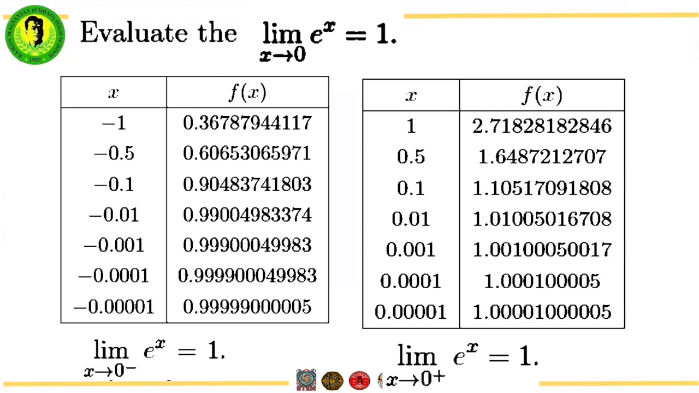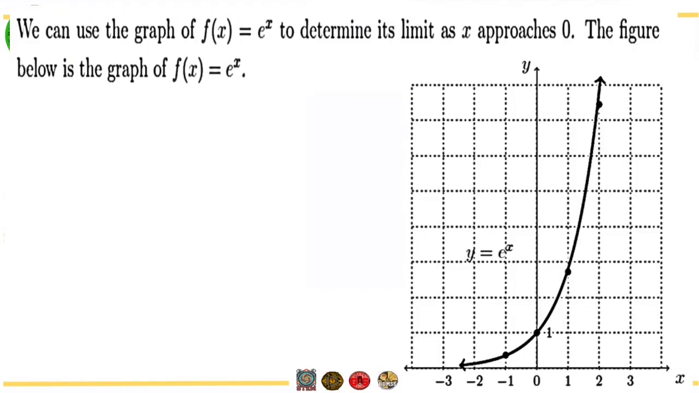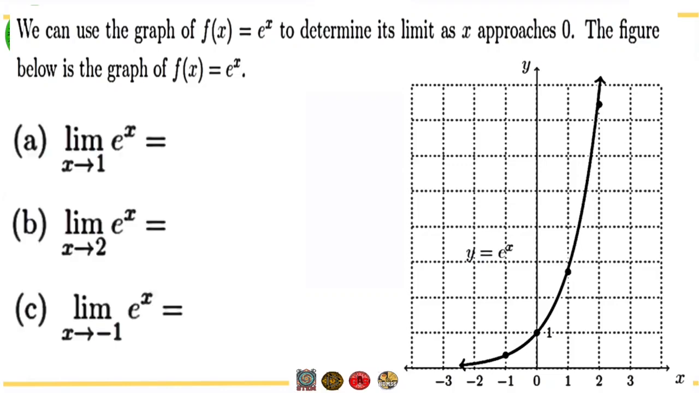So proceeding to the graph, we can use the graph of f of x equals e raised to x to determine its limit as x approaches 0. From the left side and right side, it will converge to 1. So the figure below is the graph of f of x equals e raised to x. Okay, so let's have some other values, the same function e raised to x.